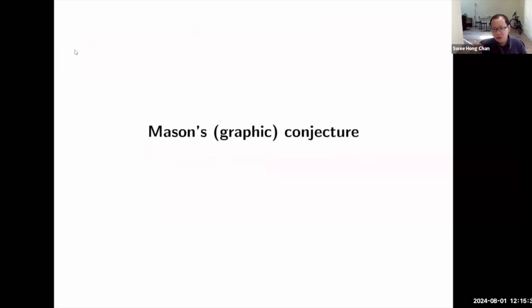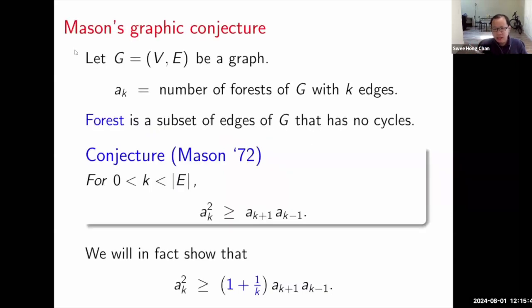In the second class, we will go for the general matroid case. In fact, we will prove an even stronger inequality. But for today, we will only focus on the case of graphs. So let G be a graph, V will be the vertex set, and E will be the edge set.